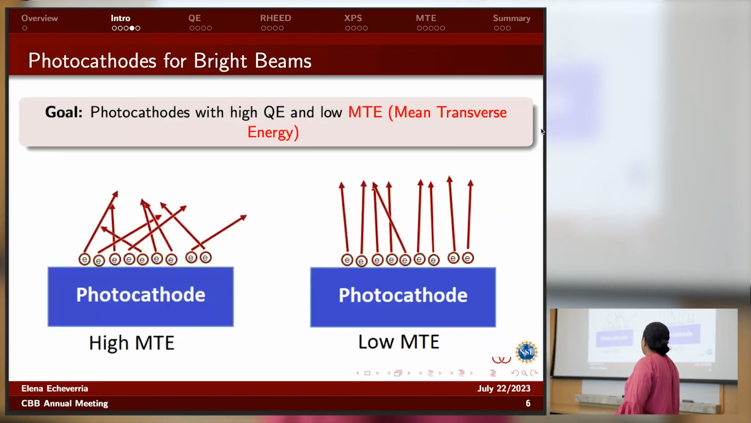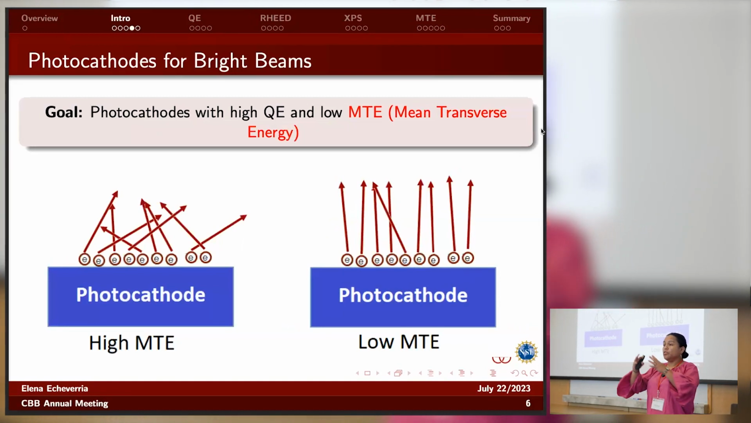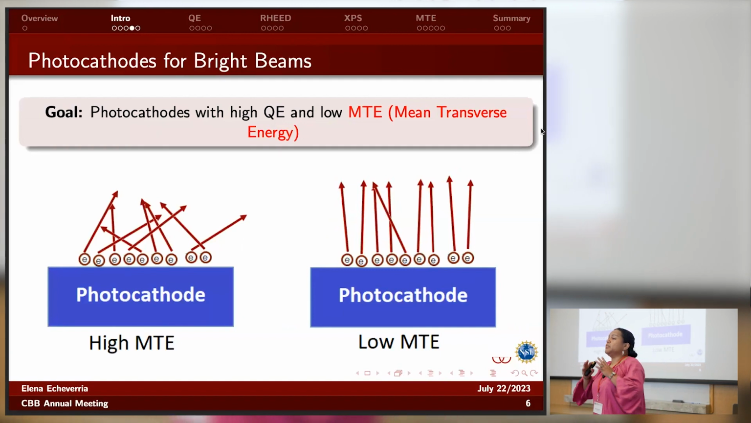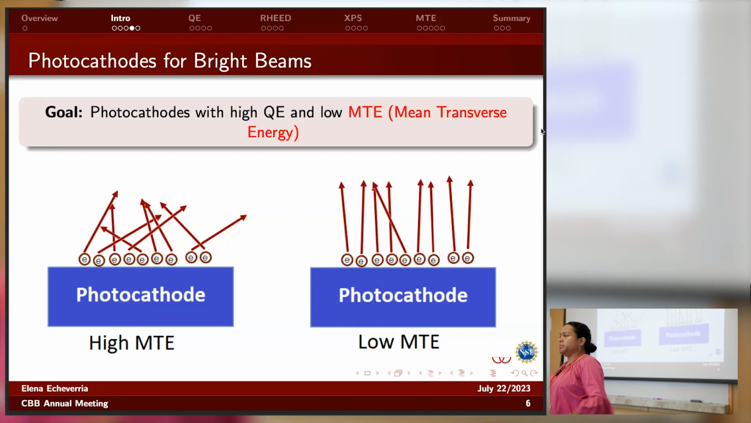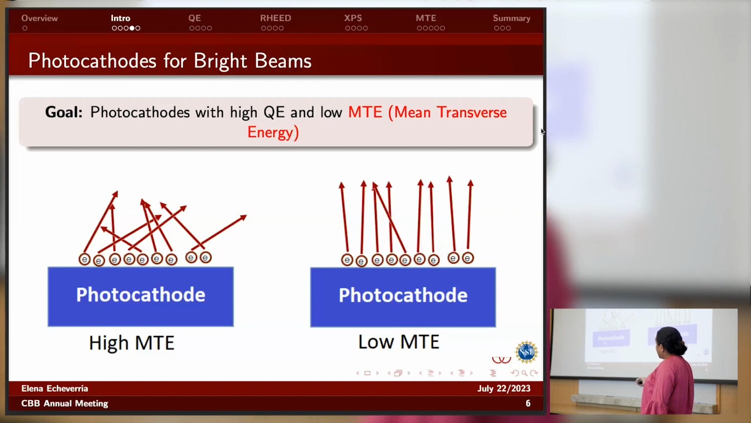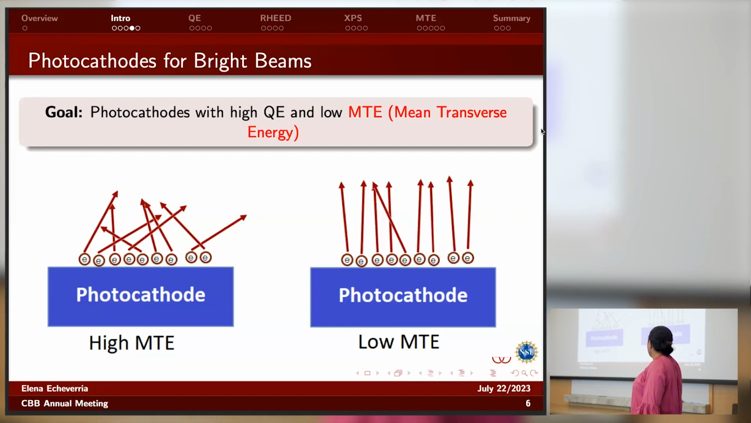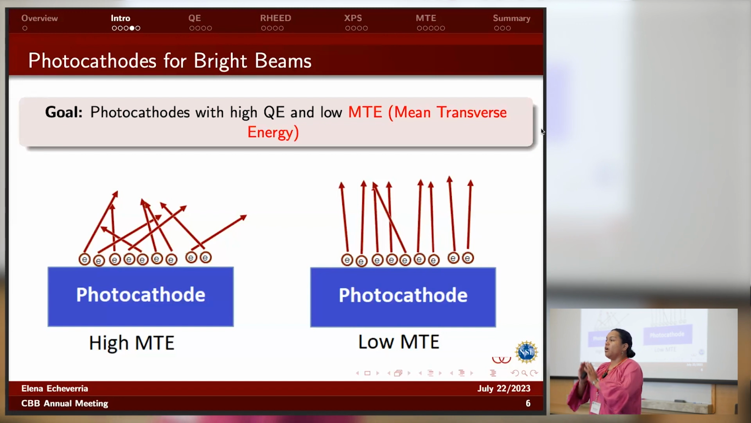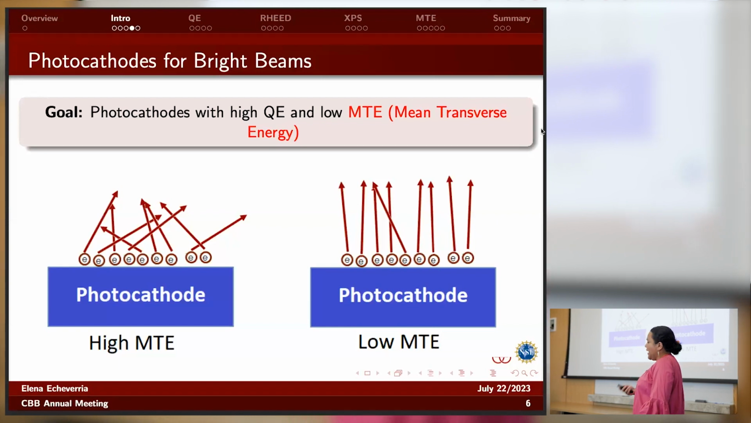Now, what about MTE? Again, for MTE you can think about the momentum of the electrons, right? And we want that momentum of the electrons to be perpendicular to the sample. We don't want electrons going in different directions because that will increase the MTE of the sample. In this cartoon here on the left, we have a photocathode with electrons that are going in different directions. That photocathode will have a high MTE, while on the other side, we have a photocathode with most of the electrons going perpendicular to the surface of the photocathode. That photocathode will have low MTE.